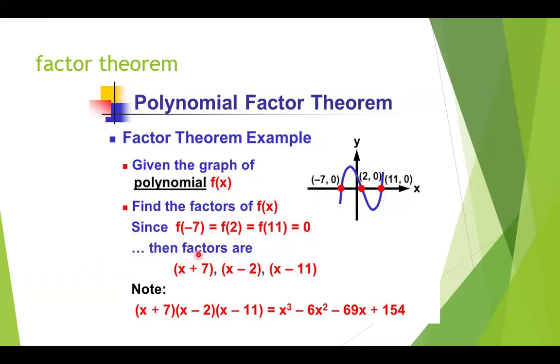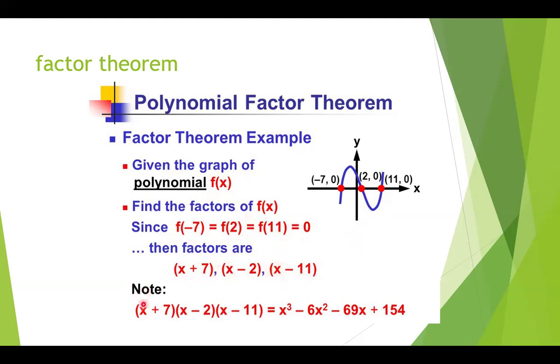Then your factors are always going to be the opposite of them. That's because you're asking, how did I make this 0, right? How is my output 0? So I have at -7, we're at x plus 7. At 2, we're at x minus 2. At 11, we're at x minus 11. Make sense? That's all the factor theorem is saying, okay?